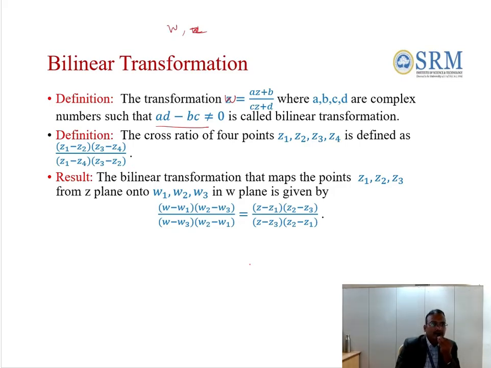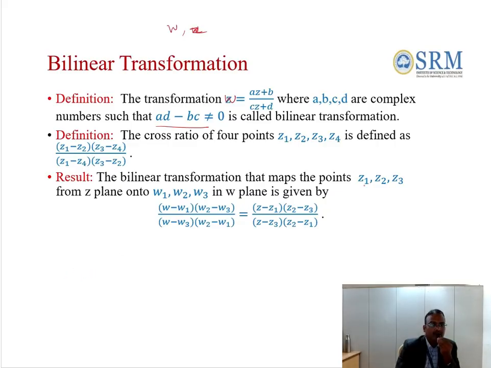Now there is a theorem. It says that the bilinear transformation that maps the points z1, z2, z3 from the z plane onto w1, w2, w3 in the w plane is given by the map (w minus w1)(w2 minus w3) upon (w minus w3)(w2 minus w1), which is equal to (z minus z1)(z2 minus z3) upon (z minus z3)(z2 minus z1).